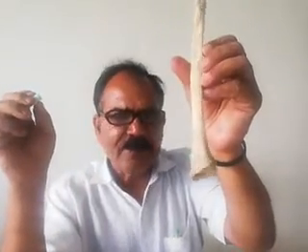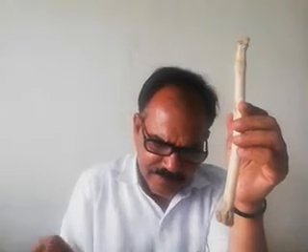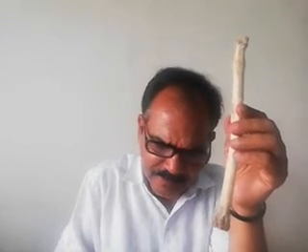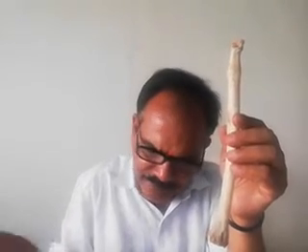This green color I have shown you is the line of demarcation of the ligamental attachment of the radius. Ligamental attachment of the radius.